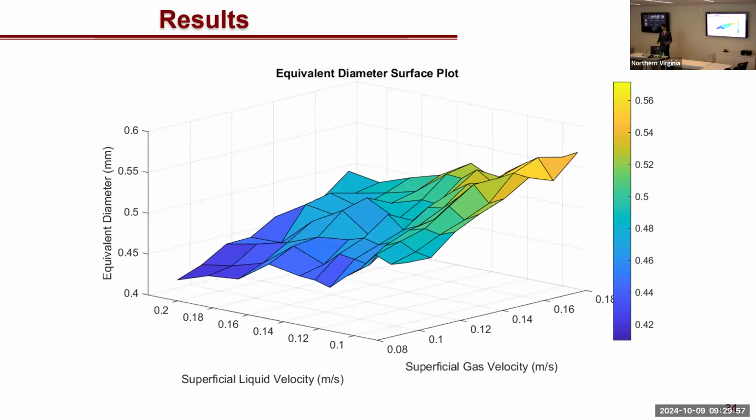And so from all this analysis, we got the following result. We have equivalent bubble diameter on the vertical axis, and the superficial liquid velocity on one of the horizontal axes.